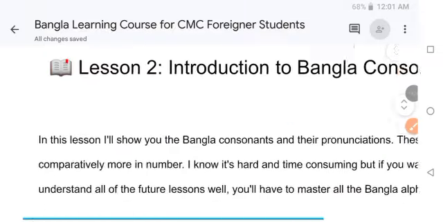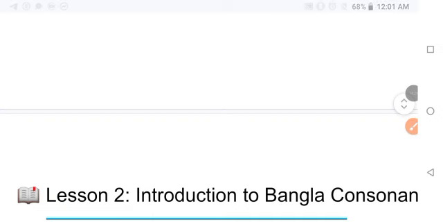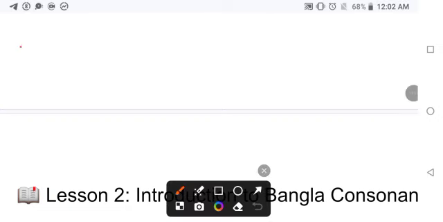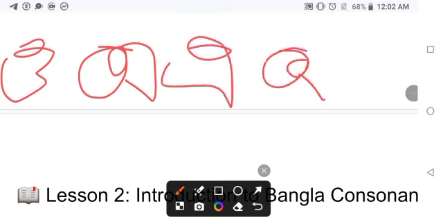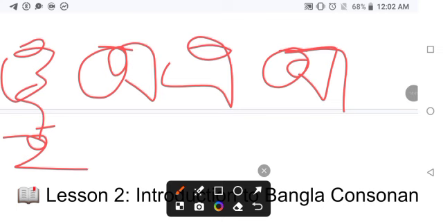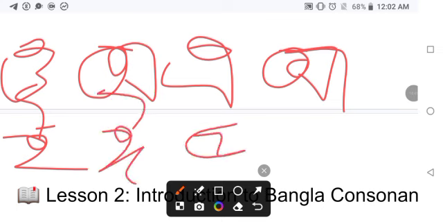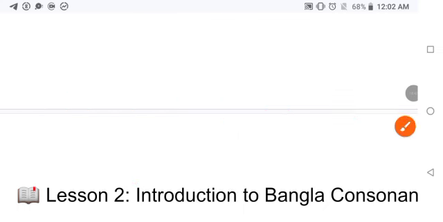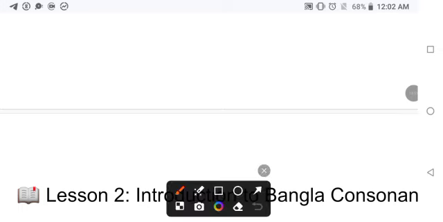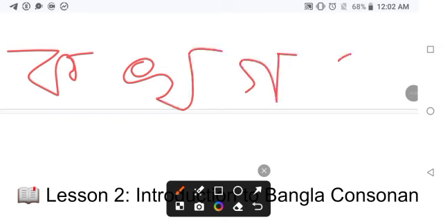Okay, let me just recap a little. We had 10 vowels: o, a, e, u, and also u, oi, and o. Those were the 10 vowels. Now we have learned 15 consonants, and some have 2. So this is ka, kha, ga, gha, and then we have 2 for ing sounds, this and this.